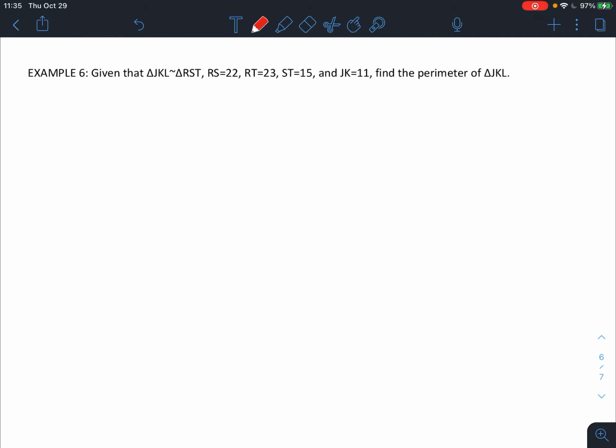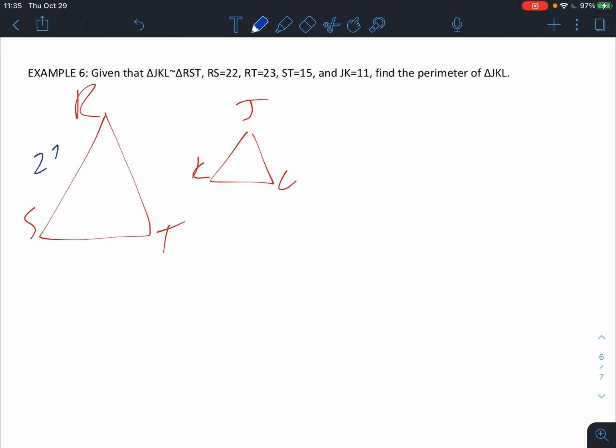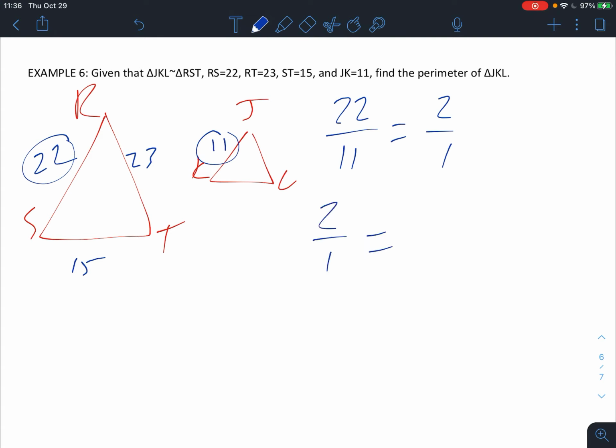Number 6, given that two triangles are similar, find the perimeter of JKL. Let's draw these triangles out here. We have triangle RST, triangle JKL. I know RS is 22, RT is 23, ST is 15, and JK is 11. So now we know the ratio is 22 to 11, which you can simplify to 2 to 1. So I can set up my proportion 2 over 1 equals, I don't know the perimeter of JKL. So where JKL is, that's the denominator, I'm going to put P.